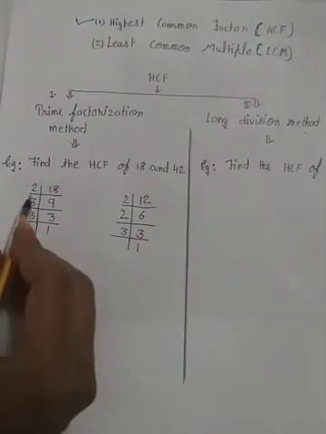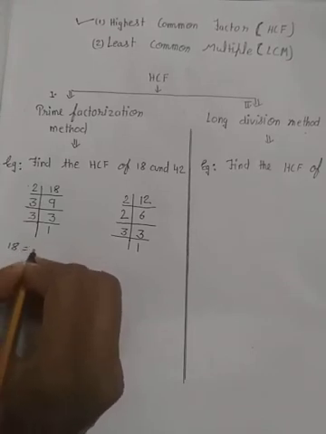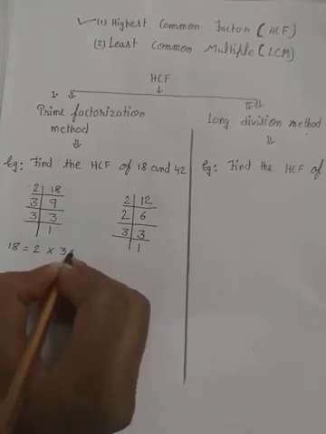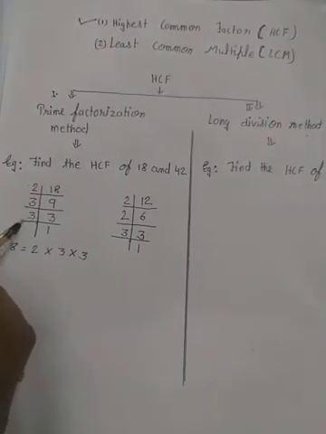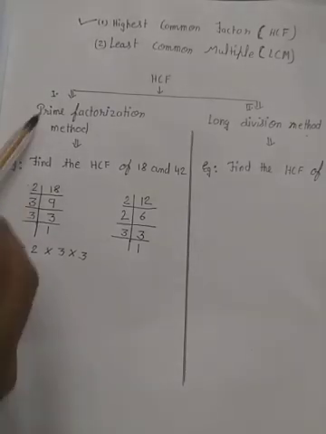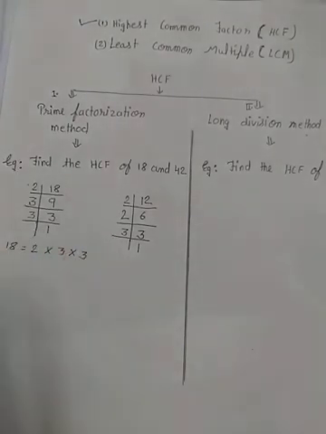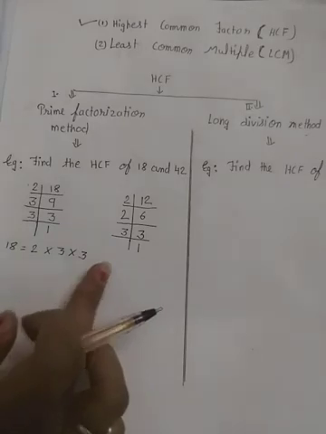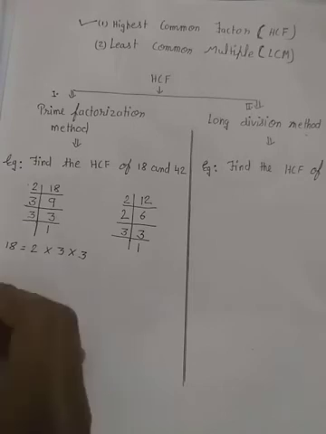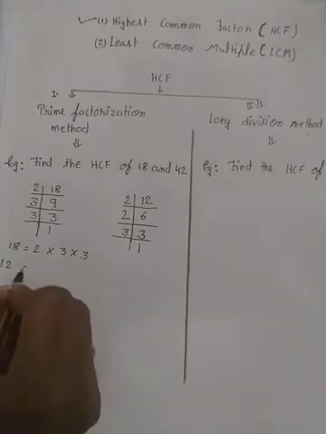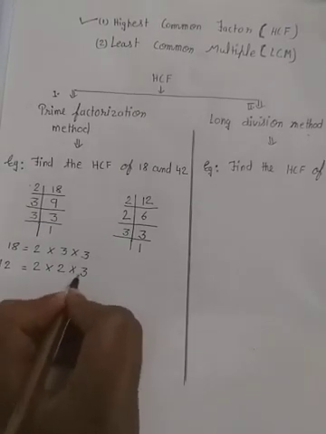So these are the factors. Factors of 18 are 2 multiply 3 multiply 3. Why do we call this the prime factorization method? Because all these numbers are prime numbers. That's why we call this method the prime factorization method. Next, factors of 12 are 2 multiply 2 multiply 3.